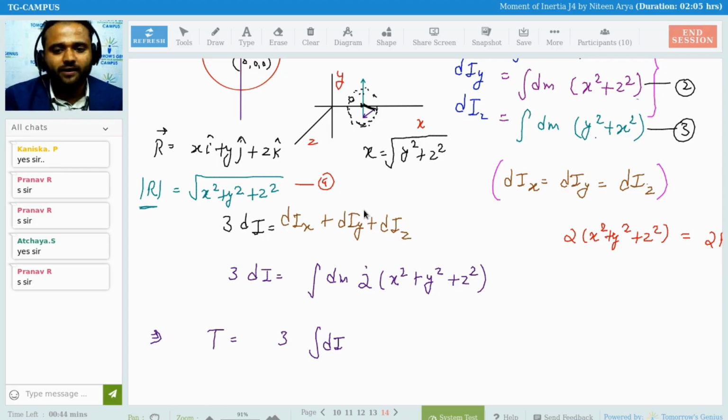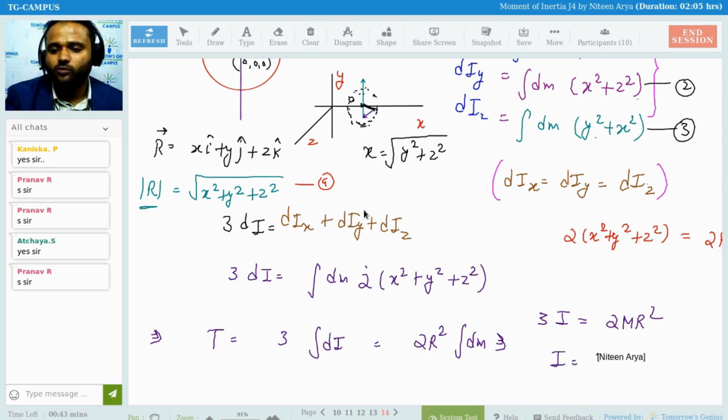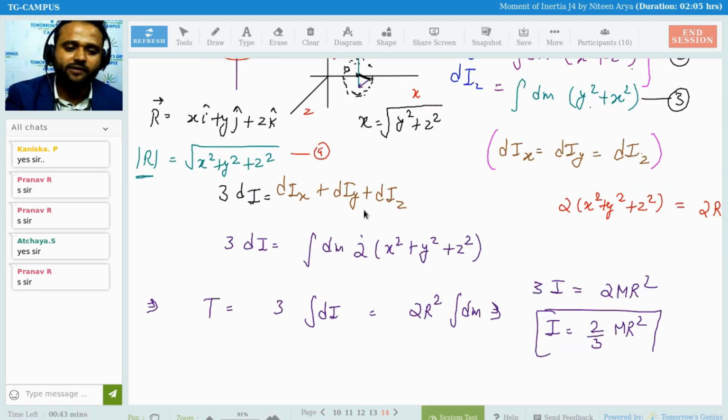So everything we have, without integration, this small mass can be converted into 2r square, and this small mass can be converted into the full mass. So 3I is nothing but 2 m r square, and then the moment of inertia I is going to be 2 by 3 m r square. So this is how we can find this derivation. Is this clear?